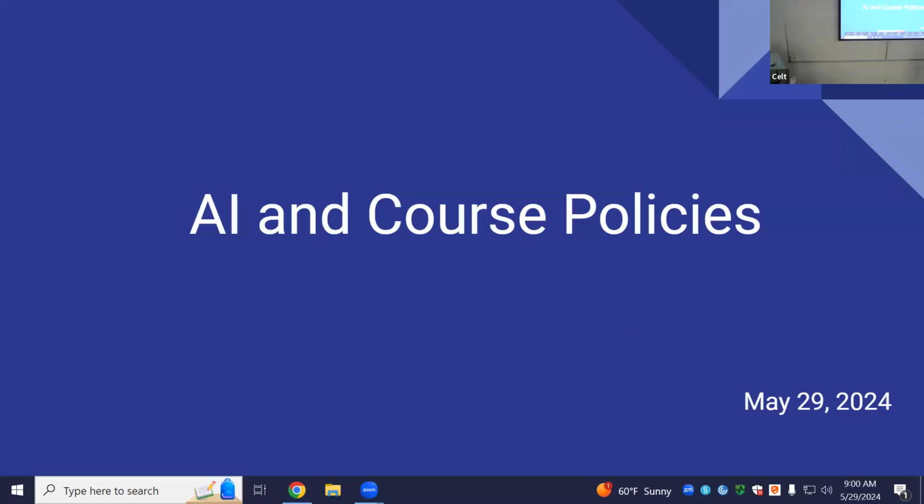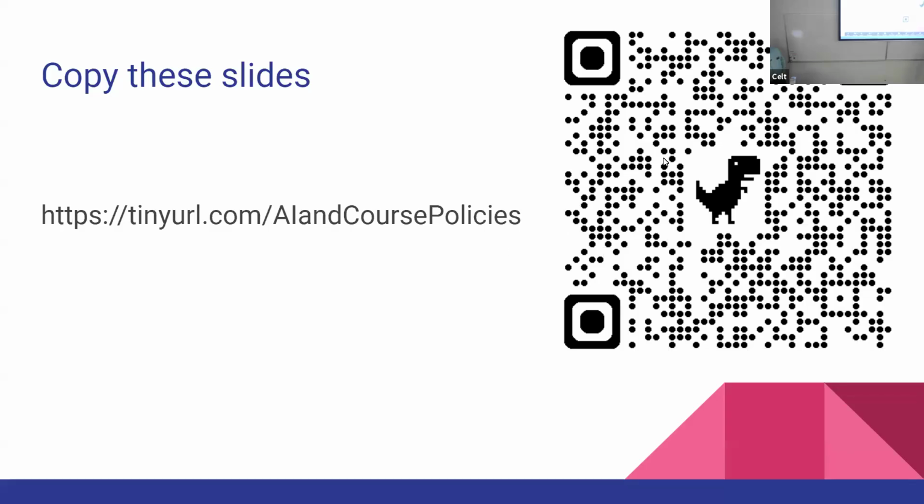So today we're going to be talking about AI in course policies. We encourage you to log into your computer so you can follow along and try some of the things as we do it. We also encourage you to copy these slides. You can either take this URL in, and then it will give you the option of saving them to your Google Drive, or you can type it in or scan the QR code with your camera, and that should allow you to do the same thing.